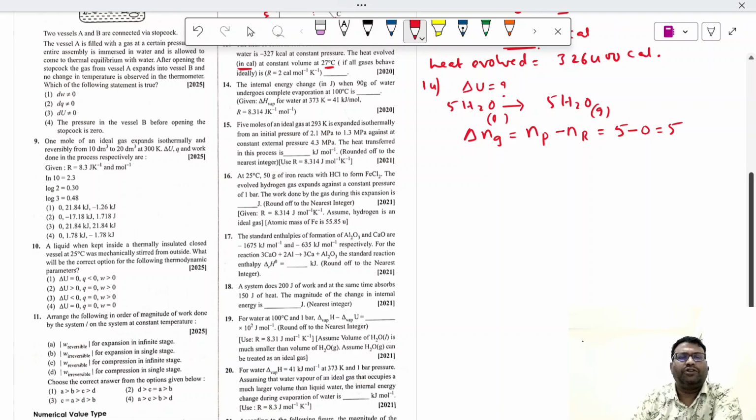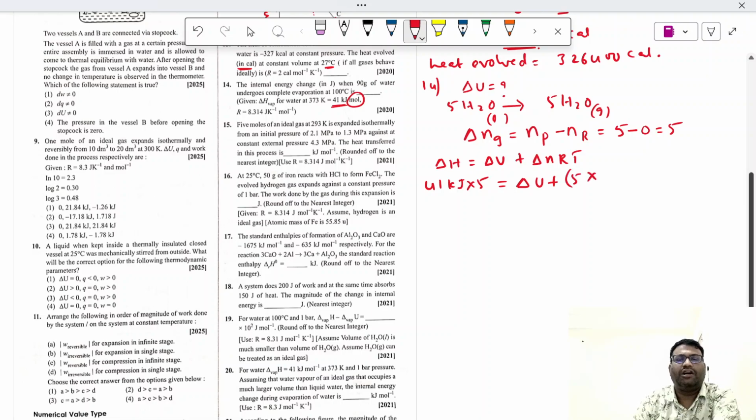Okay, so delta H of evaporation is given as 41 kilojoule per mole, but here it is 5 moles. You know that delta H is equal to delta U plus delta nRT. Delta H is 41 kilojoule into 5. Why are you multiplying with 5? Because the question asked is for 5 moles, but in the question delta H is given for only 1 mole. So kilojoule is equal to delta U plus delta N, which is 5, into R value given, 8.314.